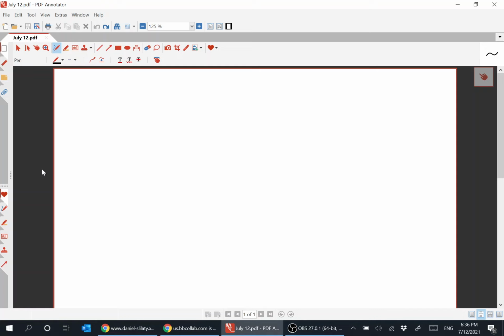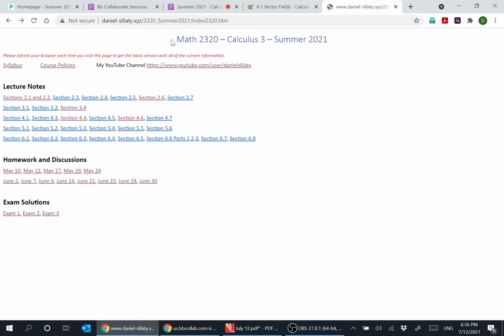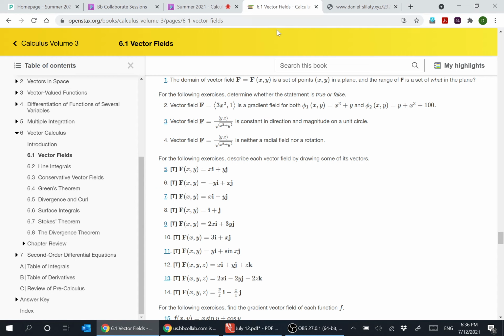Starting with section 6.1, which is on vector fields. Taking a look at some of the problems in this section, we don't need to do all of them, it's just an introduction to vector fields. So the first problem is number 6, which shows the following. For the following exercise, describe each vector field by drawing some of its vectors.